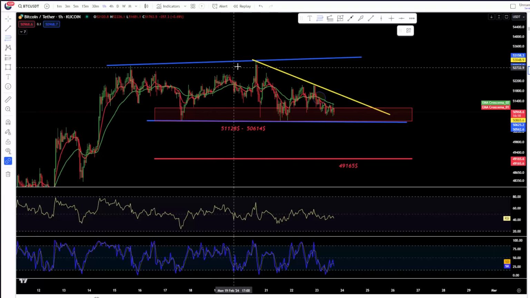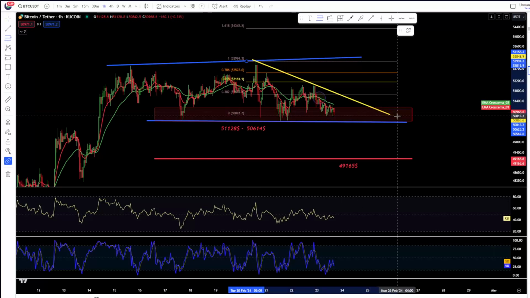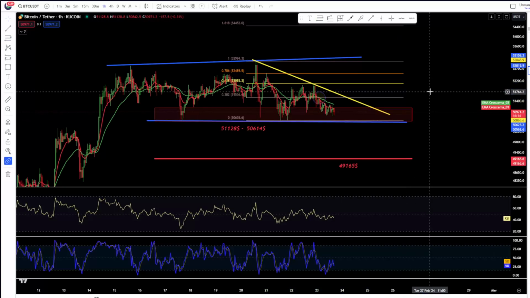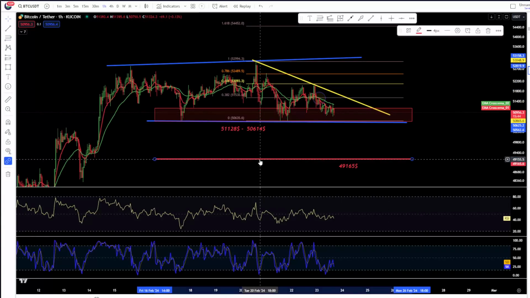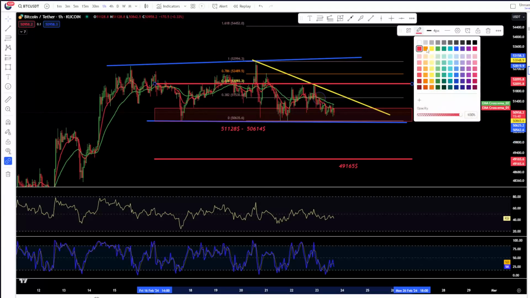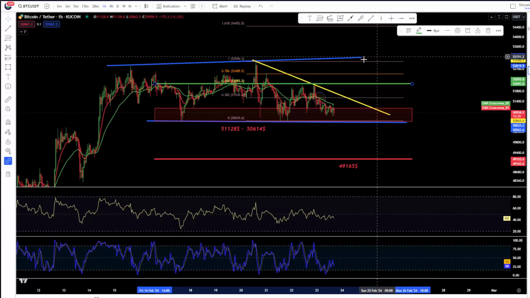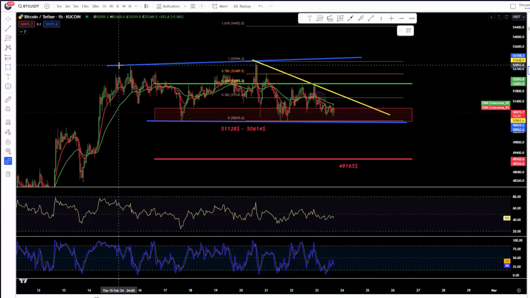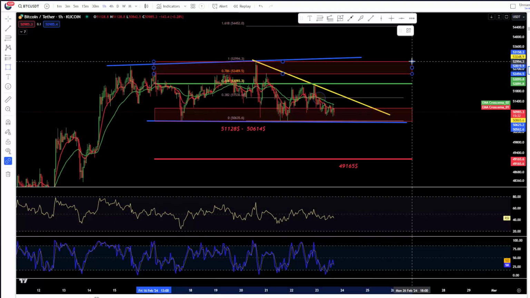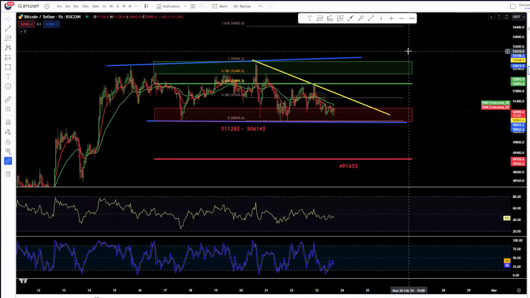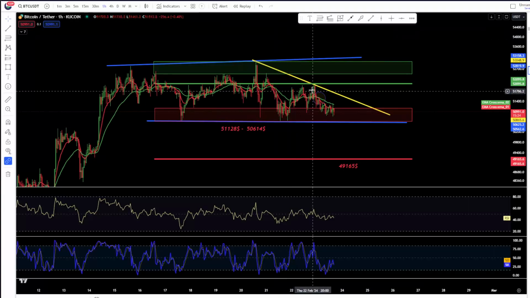Looking the other way, we can determine resistance locations in a similar way using the fib retracement tool. First, resistance is visible at $52,095. And then we have a very strong resistance zone from $52,494 to $52,994, which is located at the upper border of the channel.